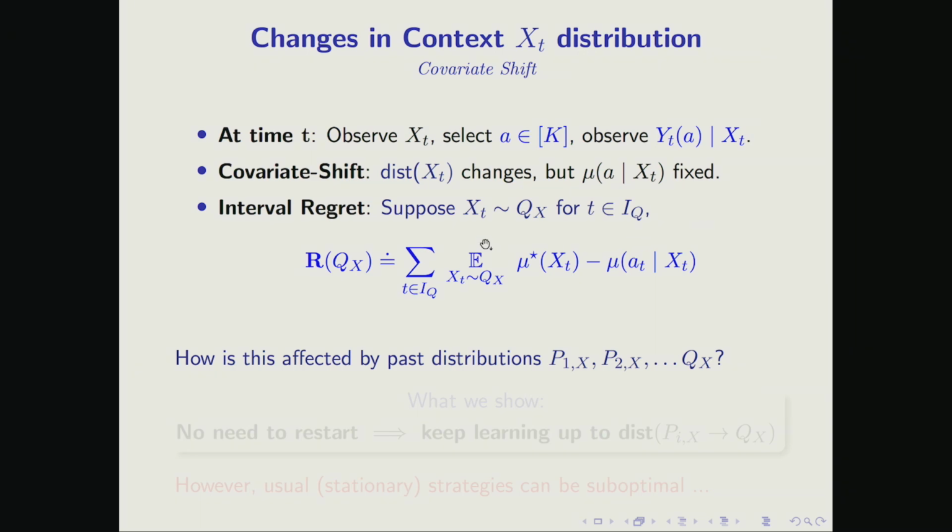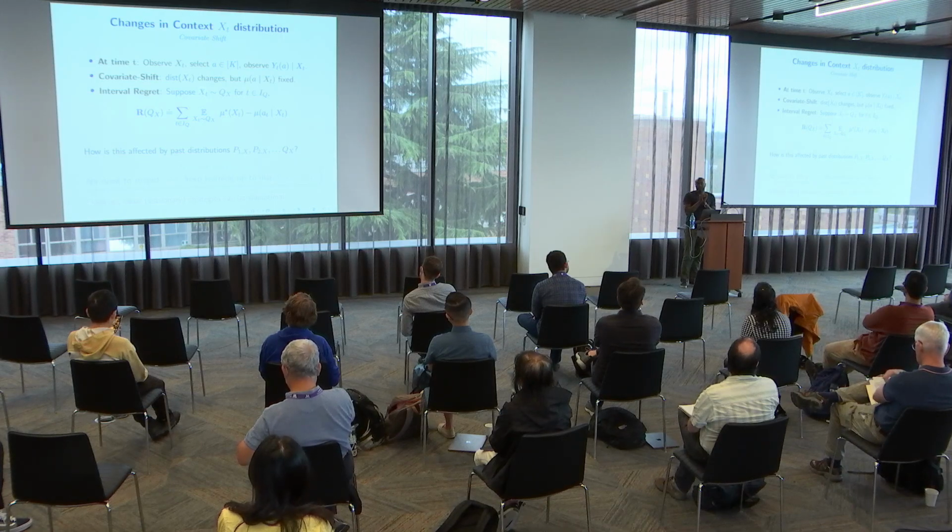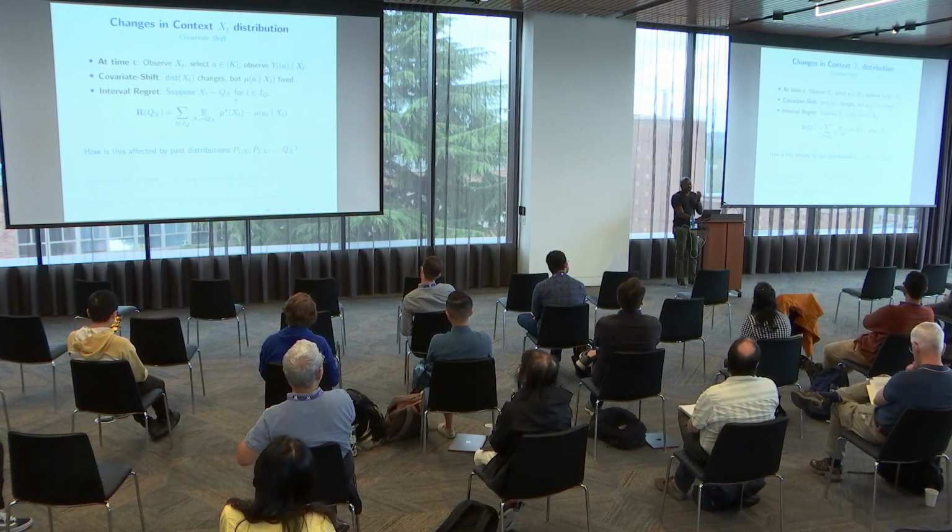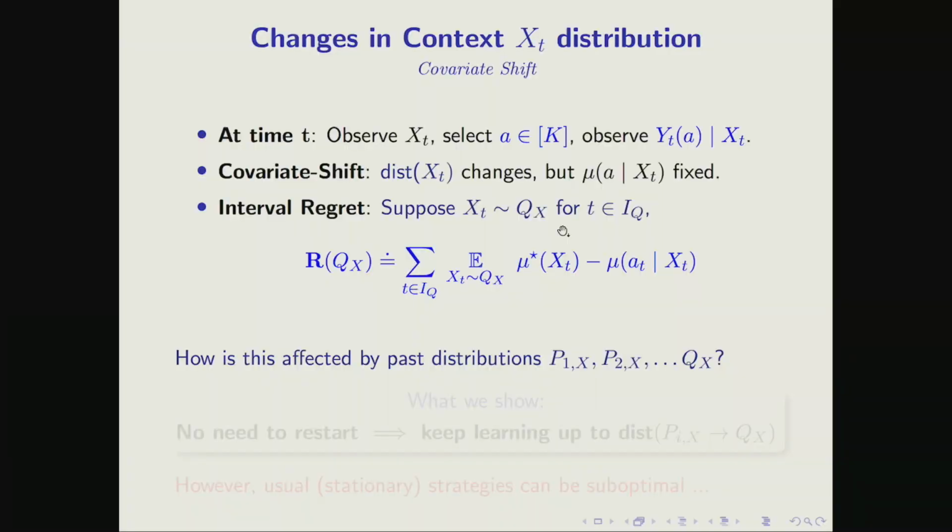Okay. And now, here we are interested in a stronger form of regret, which I call the interval regret. Earlier, my regret aggregated everything. Now I'm just going to care about one interval where the distribution remains stationary. So suppose now that Q_X is that distribution over an interval I_Q. I'm just going to look at the expected difference in mean rewards over that interval. And then the main question is, how is this affected by the previous distributions up till that interval? I hope that's clear.